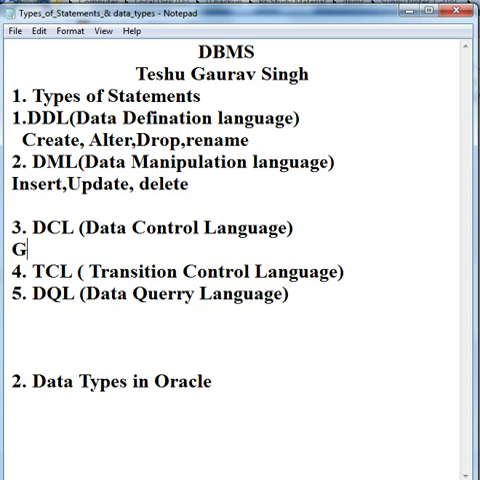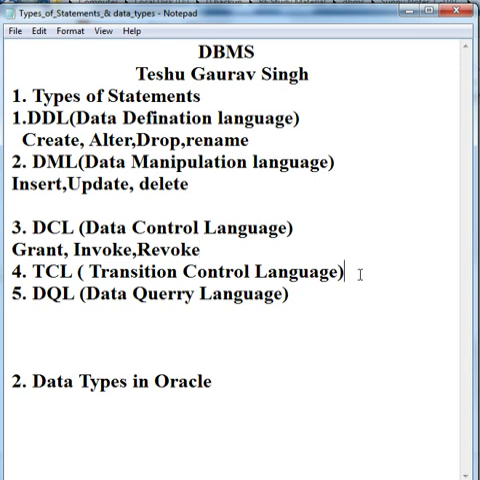For data control language we use grant and revoke. These commands are used to give access permission to the user and take back the access permission from the user. We can raise a request for any particular table or any database, and the administrator can grant and remove the permission as per the requirement.